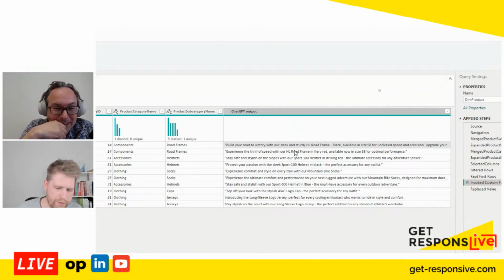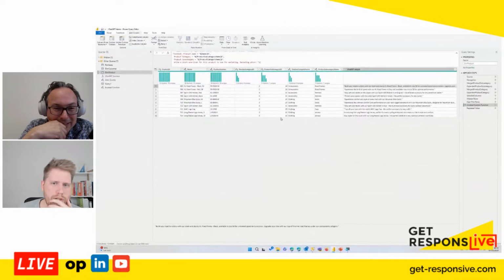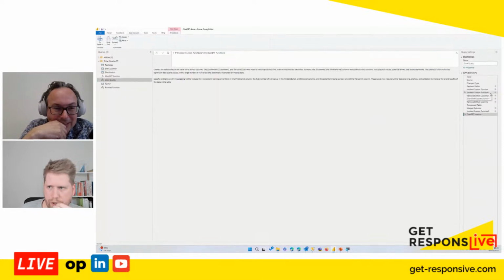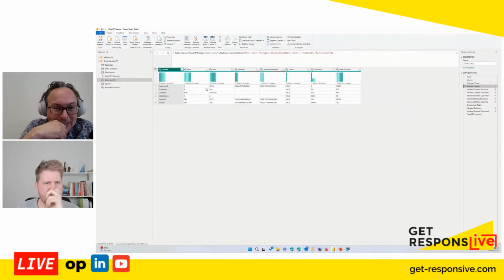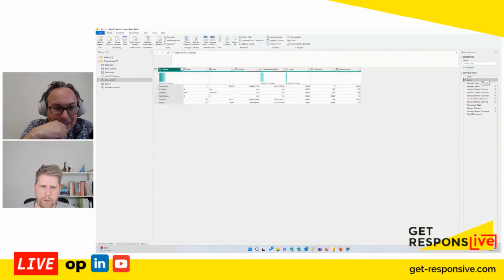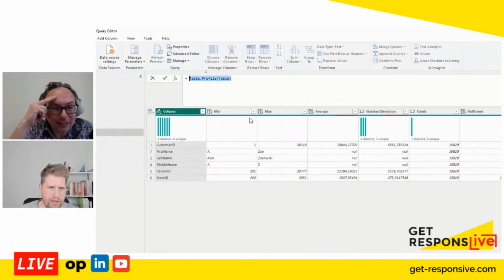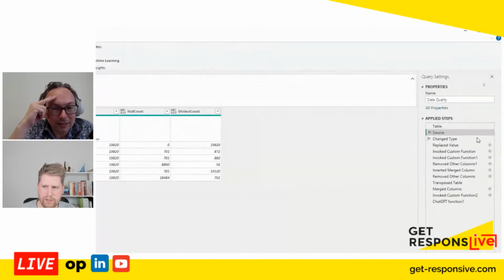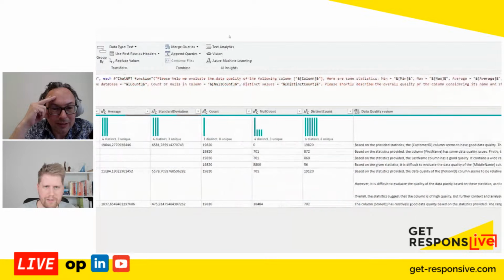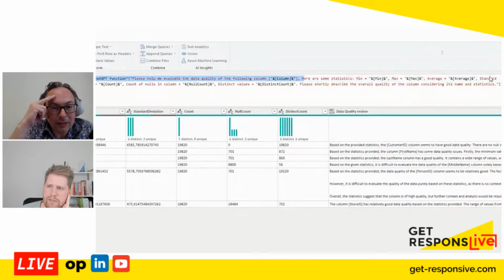Of course, it's a problem that we cannot use it on many rows, so I've tried to think about use cases with few rows. I have an example here as well. In Power Query, you can ask for the table profile, which gives you metadata about the columns in a table. We told the GPT, please help me evaluate the quality, and I gave it all the statistics as data inside the prompt.